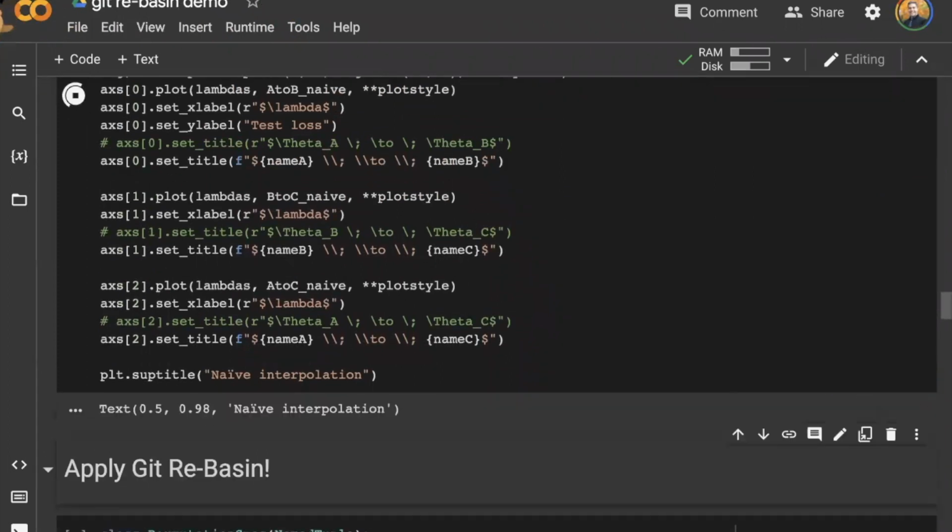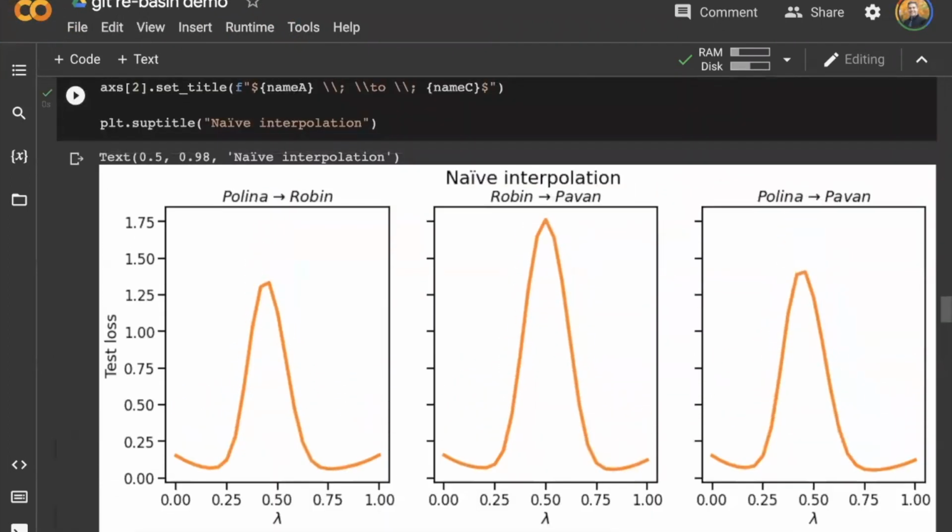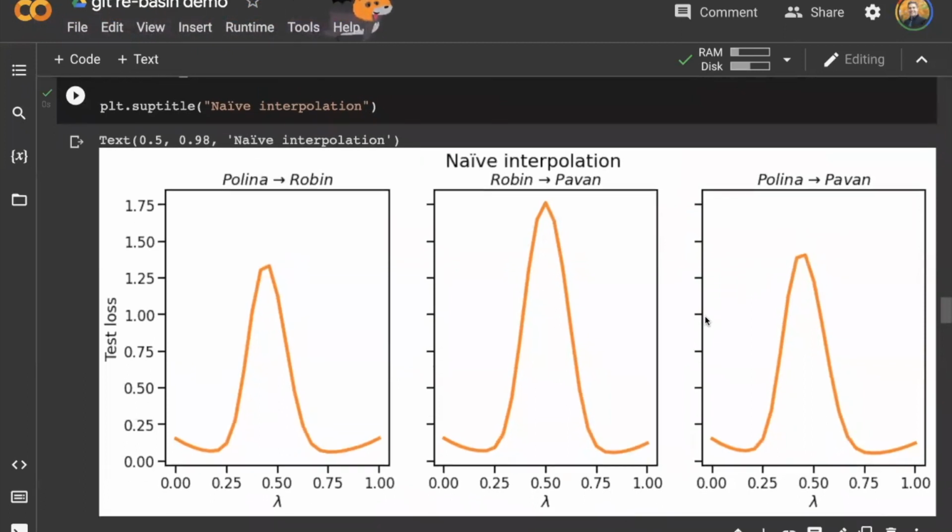Okay, looks good. So now, let's just try interpolating between these models. So here's what that looks like. In this case, I'm interpolating Polina to Robin's model, and you can see this is what the test loss looks like. And then Robin to Pavan and Polina to Pavan. Okay, great. So this is that barrier, right? This number here down to here, that's the barrier we're looking at.